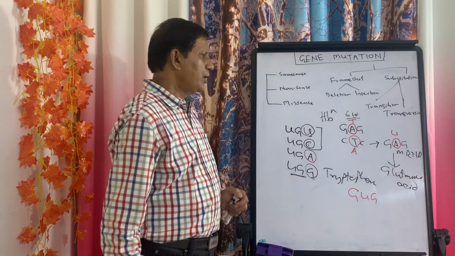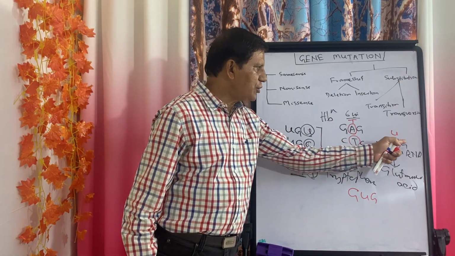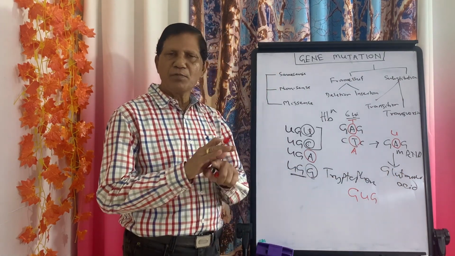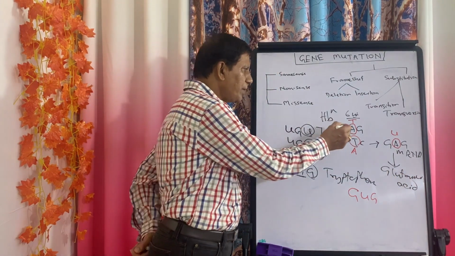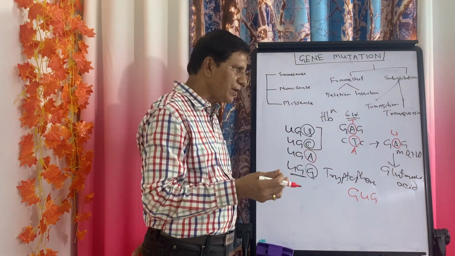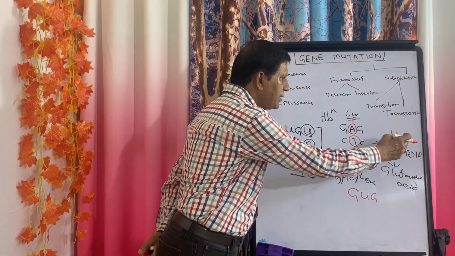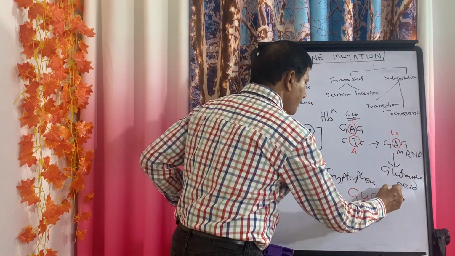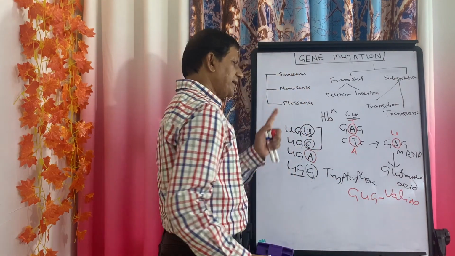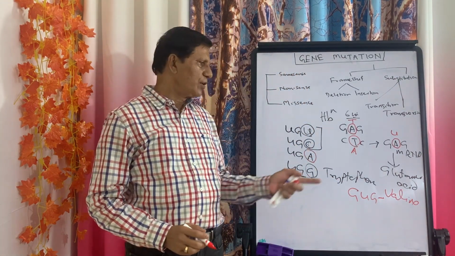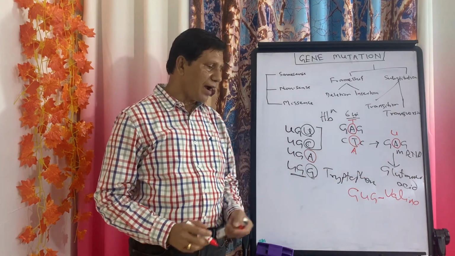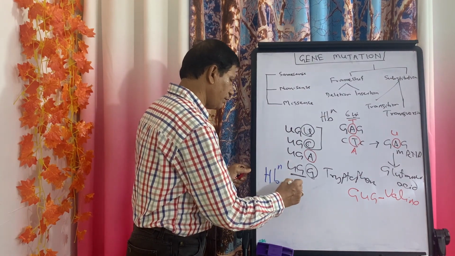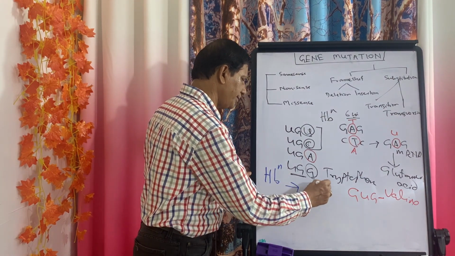GUG. So see, previously GAG, when present, coded for glutamic acid and the hemoglobin was normal. Now due to mutation at a single point in a single nucleotide, the GAG is converted to GUG and it will code for valine. That means at the sixth position of one of the beta chains, glutamic acid is replaced by valine. And what is the change? The normal hemoglobin is now converted to sickle cell hemoglobin.